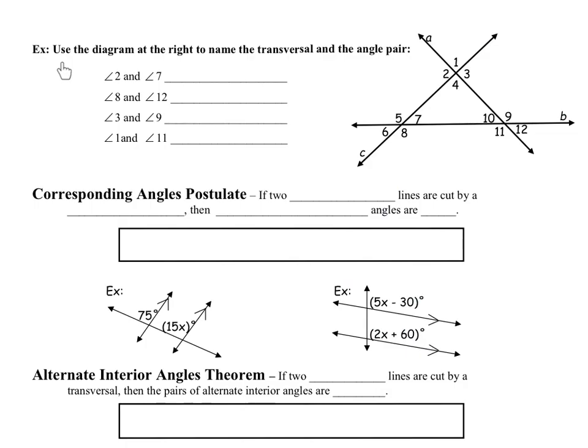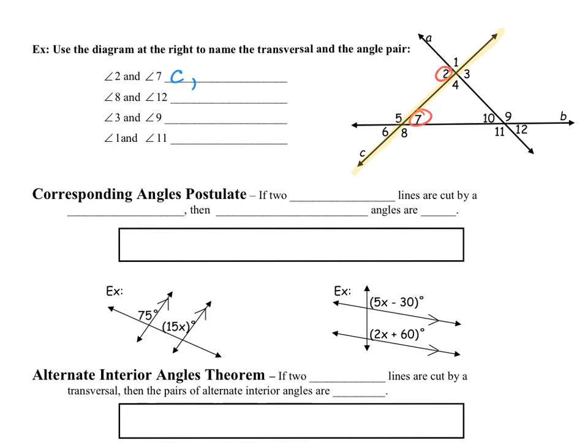So let's take a look at this example that says use the diagram at the right to name the transversal. Remember, a transversal is a line that touches two different lines, and then identify the angle pair. Our first angle pair is angle 2 and angle 7. First we need to find the transversal that created those two angles, the line that touches two other lines. Well, that would be this line C. Let me highlight it in yellow. So C is our transversal.